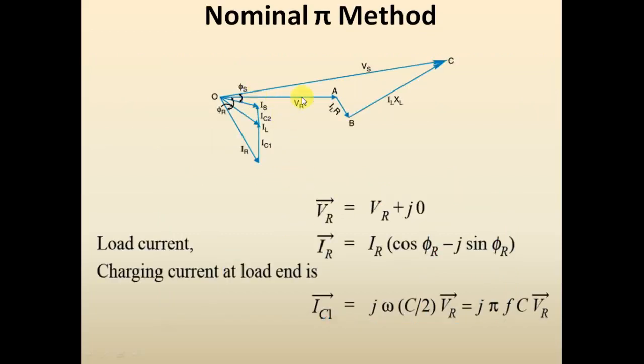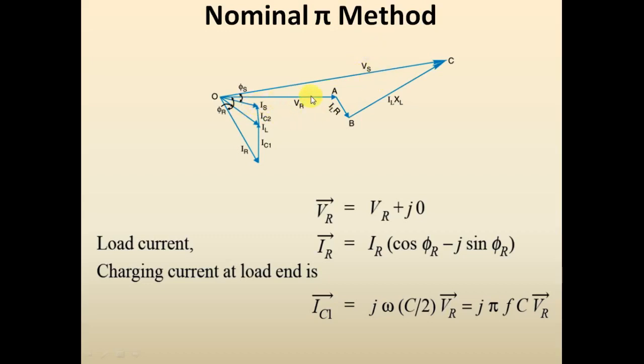So along with vector VR, we have to add IL into R vector and IL into XL vector to obtain the vector VS. Only after obtaining the vector VS, we will be able to draw the vector IC2 perpendicular to vector VS. So first we have to draw this vector VS before drawing vector IC2. So in order to obtain vector VS, we will be using the KVL rule.